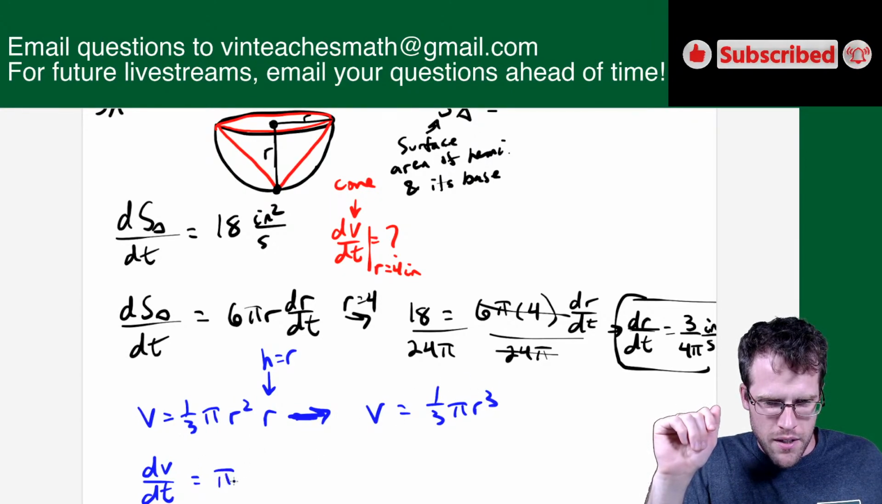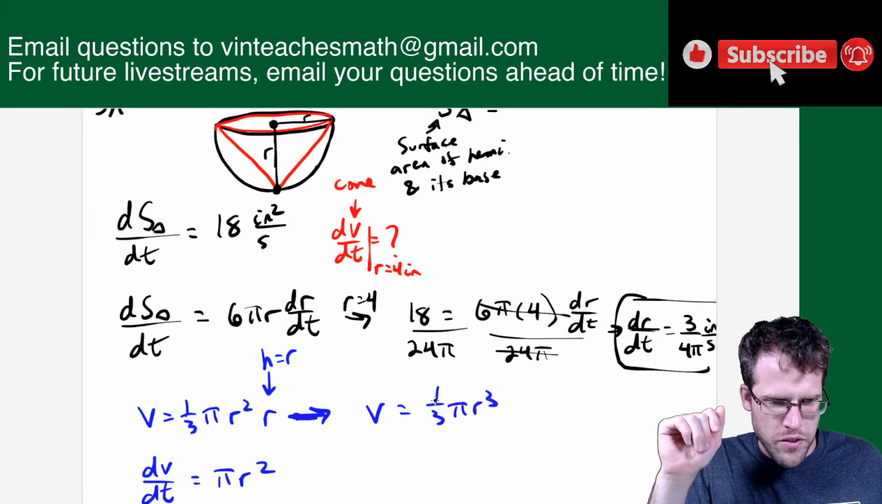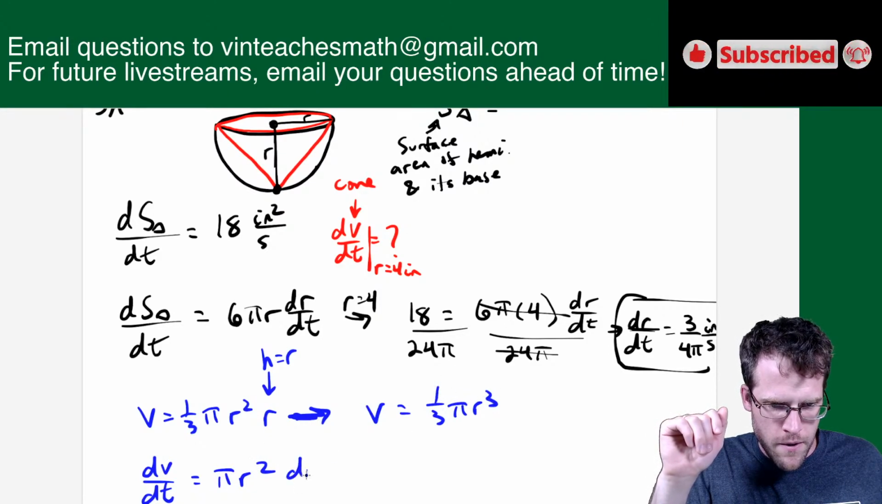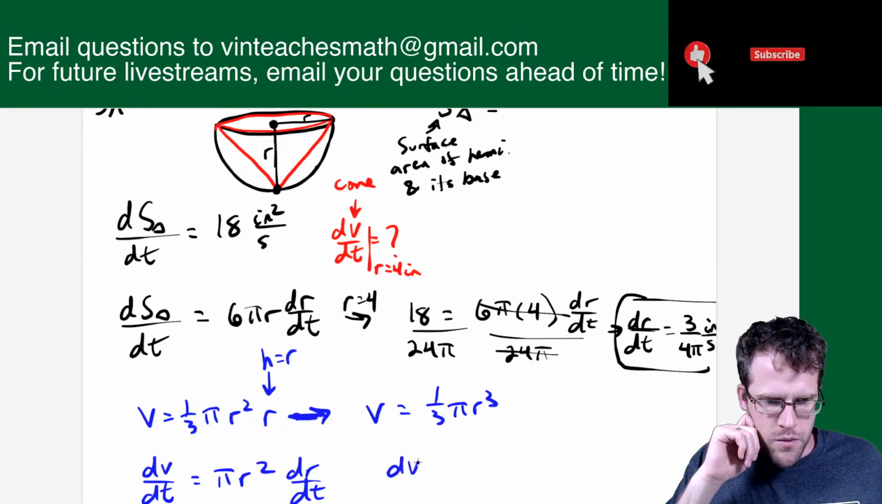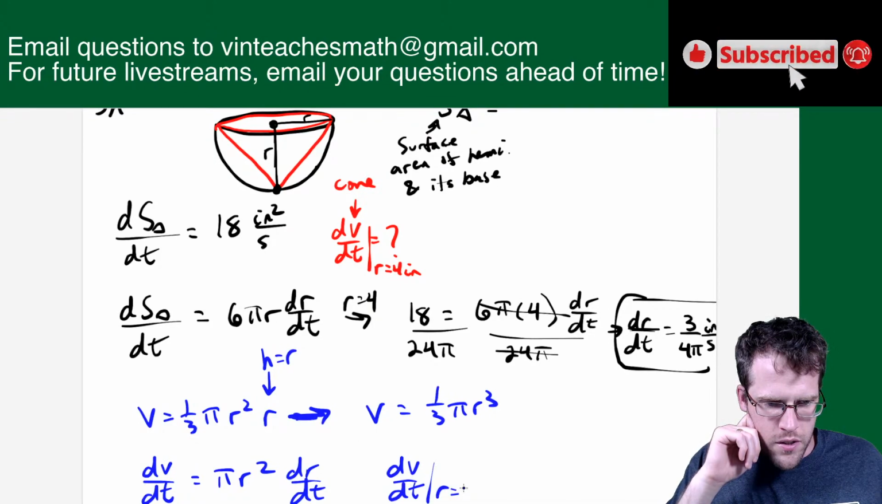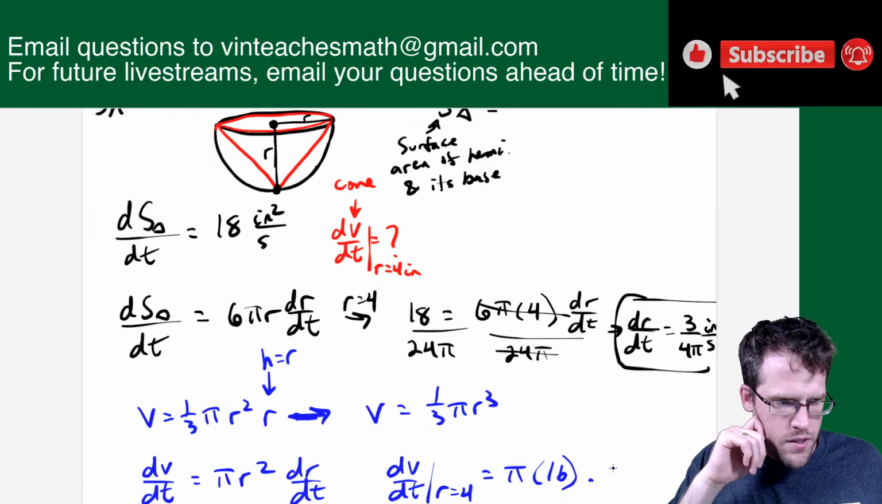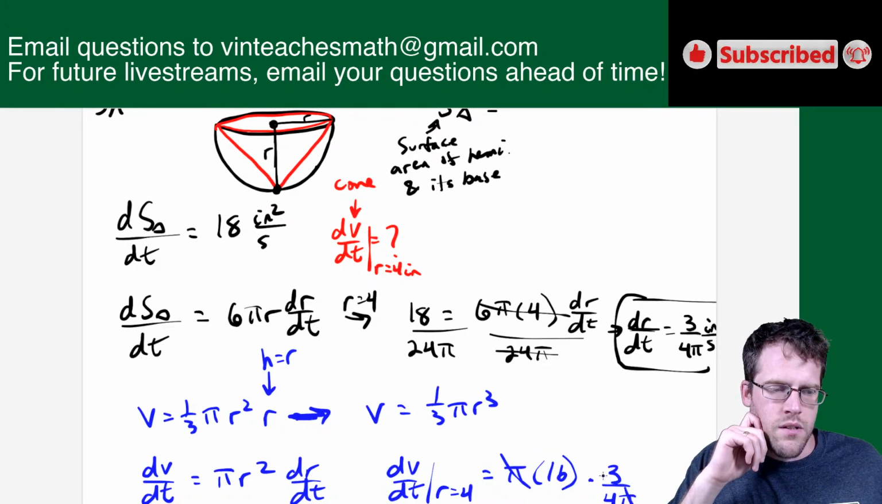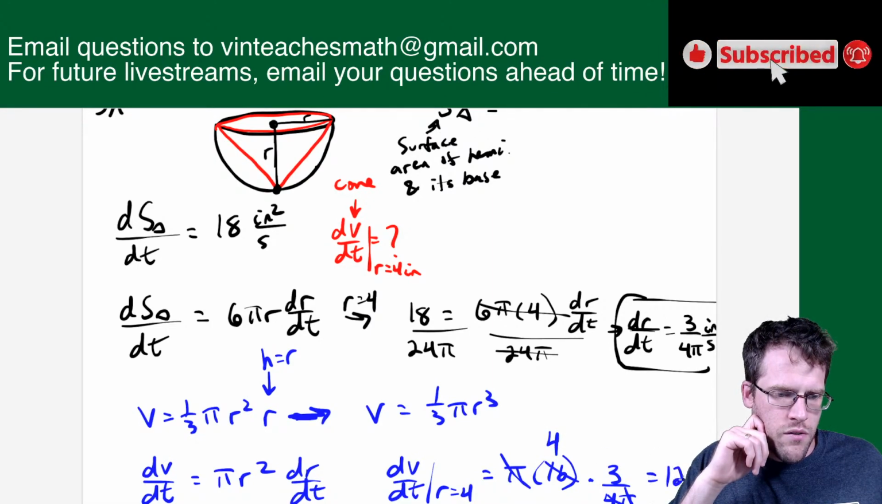So let's see, pi r squared when we multiply. We have 3 times a third canceling, pi r squared dr/dt. So then at what rate is the volume changing? We have dV/dt at r equals 4 equals pi times 16, when we do 4 squared, and then times 3 over 4 pi. The pi's cancel, and 16 over 4 is 4. 4 times 3 is 12. I'm really hoping this is 12 cubic inches per second.